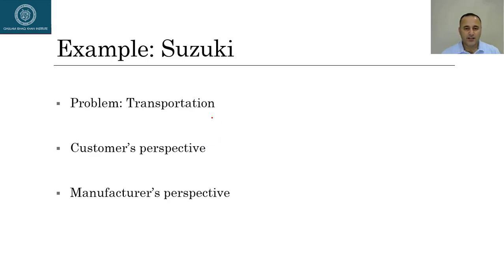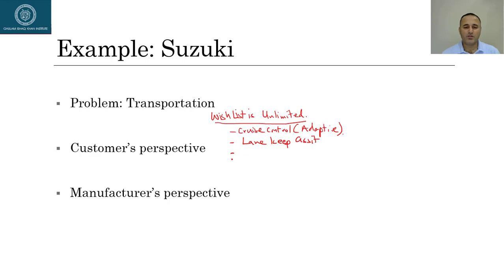As I said, their wish list is unlimited. So what do they need? For example, they need hi-fi technology. They need cruise control, and let's say that one is the adaptive one, adaptive cruise control. They also need lane keep assist. Let's say the customer also needs, for example, a collision mitigation system.